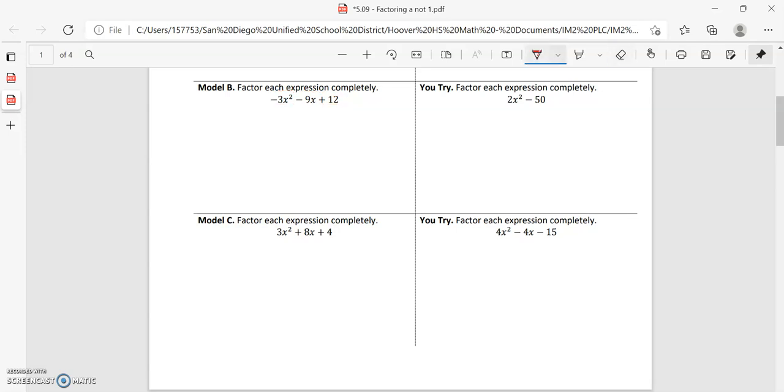Well, hopefully you recognize it. It is 3. And because this is negative, we're going to pull a negative out. So -3, and what we have left over is x squared plus 3x minus 4. All right, now that we're here, go to our box method.